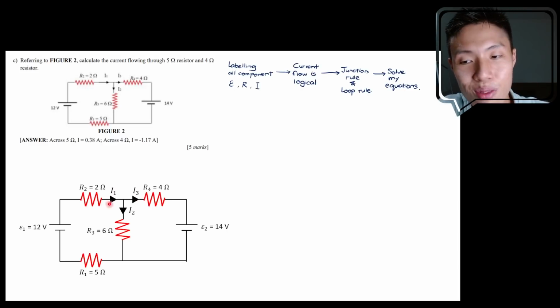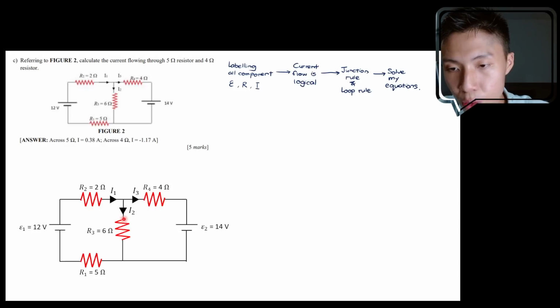Okay, so let's look at the first junction, which is the one on top. You can see that there's current flowing into the junction, meaning we're entering a junction, and that current is called I1. At the same time, you see that there's current flowing out from the junction, exiting the junction, and the currents are called I3 and I2. So if you want to check whether the current flow is logical or not, you have to make sure that if there's some current entering the junction, there must also be some current exiting the junction.